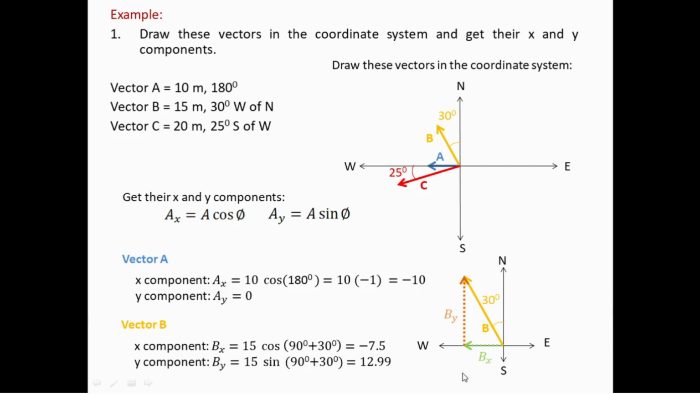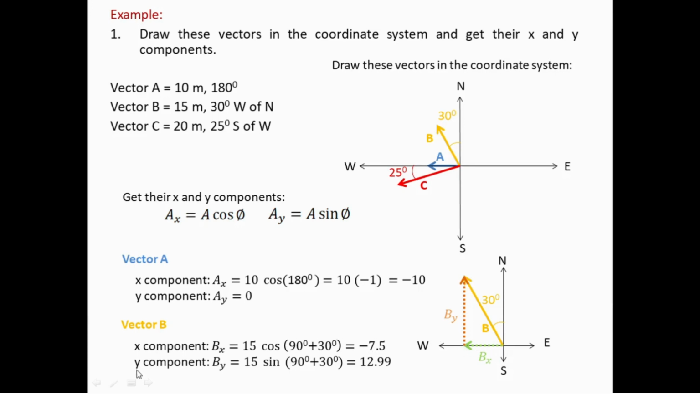So okay, this b sub x, or the x component of our vector b, is found here. Again, the x component is the component of this vector that is parallel to the x-axis. So in this case, our x component is just this green arrow. So this is your b sub x. The length of this arrow is equal to negative 7.5 meters, which is negative because it is pointing towards the negative x-axis.